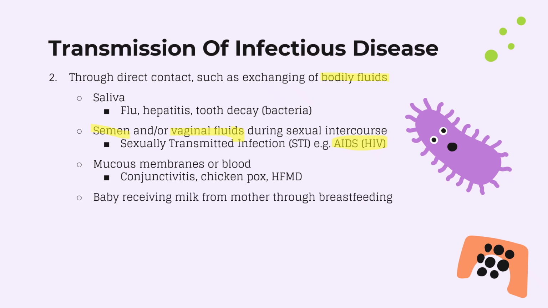And lastly, this is a very specific one. When a baby receives milk from the mother through breastfeeding, the baby might also receive the pathogens from the mother, if the pathogens are small enough. And this is actually quite true. You can get AIDS, you can get hepatitis, or you can even get another STI known as syphilis.